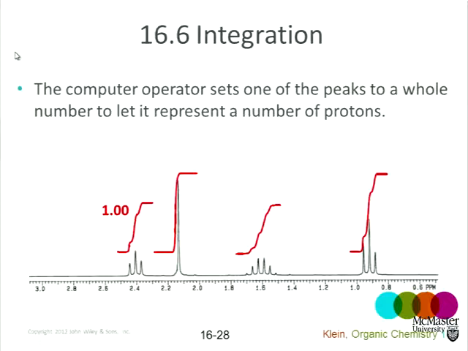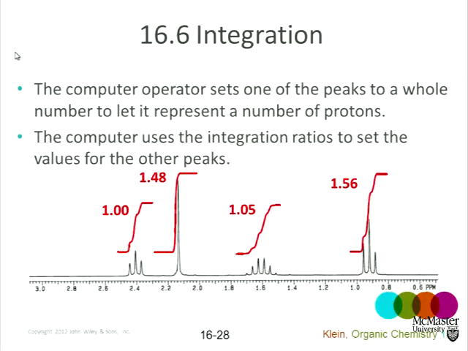So here are the numbers. The first one has less area than the second peak. And so the computer measures basically the area under the peak. It doesn't actually tell you the number of protons, but it does tell you relative area. So here's the relative area ratio, 1 to 1.48 to 1.05 to 1.56. So does that mean I have 1.56 hydrogens in one environment? That doesn't make any sense, right?